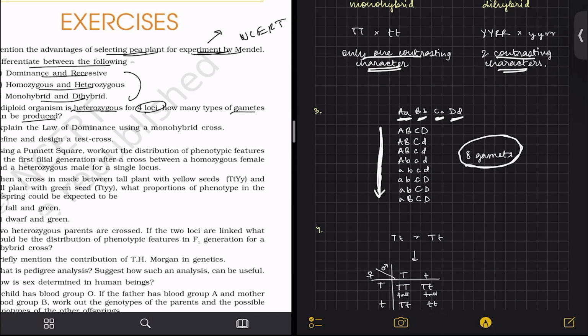Here I found the possibility of forming 8 gametes, so the answer will be 8.